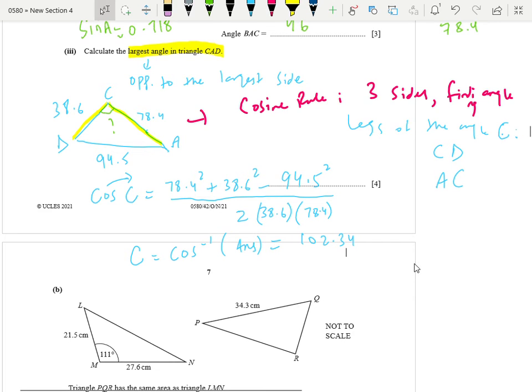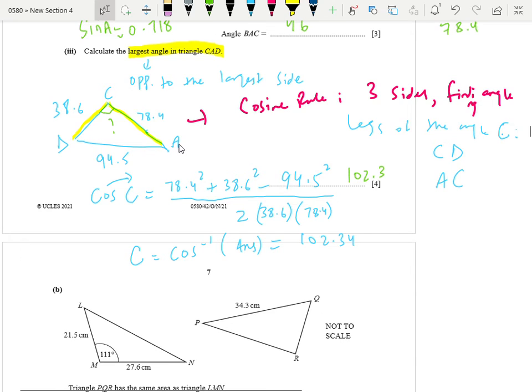answer. I have no space to write my answer, so let me write it here with green. 102.34 degrees, but since for the degrees we have to round off to one decimal place, I would remove the 4 and stick to 3. It's 102.3, right? All right, let's move on.